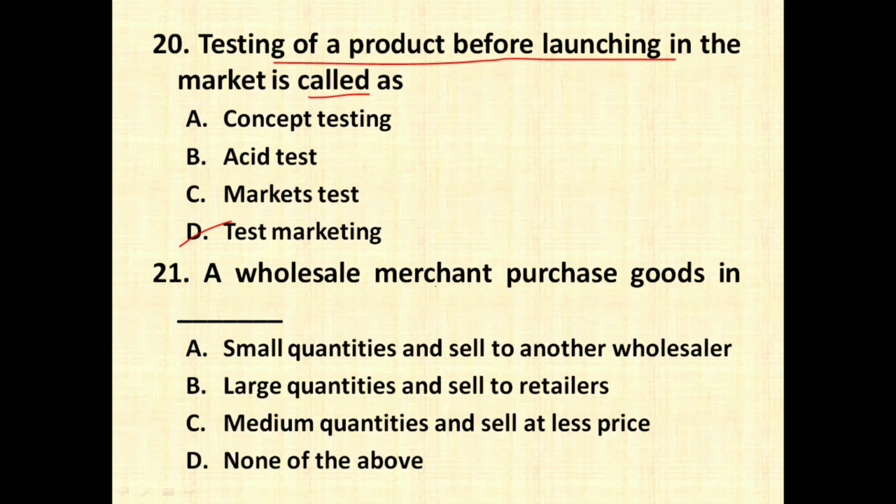A wholesale merchant purchases goods in small quantity and sells to another wholesaler. No, this is wrong. Large quantity and sells to retailers. Yes, definitely this is right. So a wholesaler is one who buys goods in large quantity and then sells as per the requirement to the small retailers. Retailers again sell the goods in a smaller quantity to the consumers or the customer.